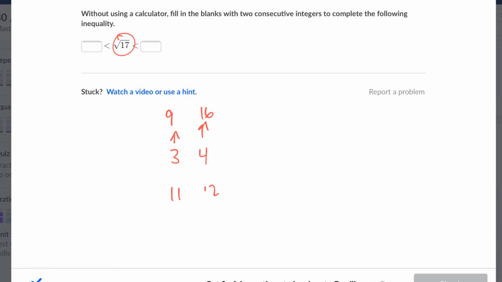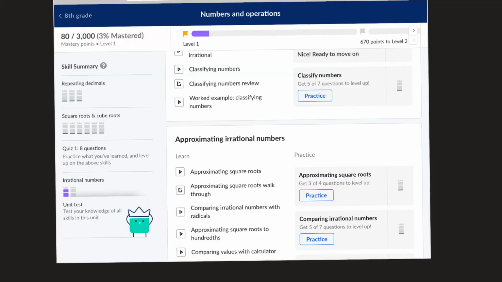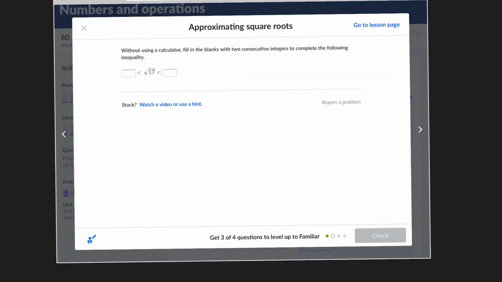So I will erase this, and you might already be thinking, what about 4 and 5? Well, 4 squared, I just showed you, was 16, because that's 4 times 4, and 5 times 5 is 25, and yes, 17 is in between 16 and 25. So now we have to enter this is 4, and this is 5, and we should get that one right. Got it. Okay, let's try another.